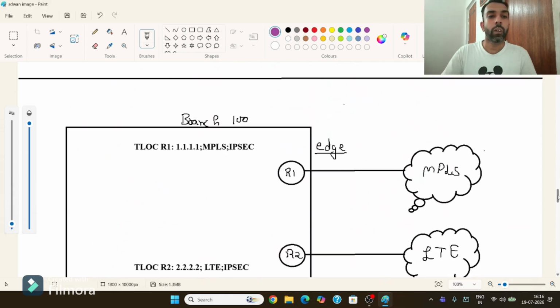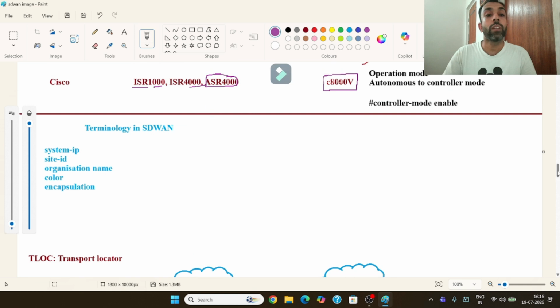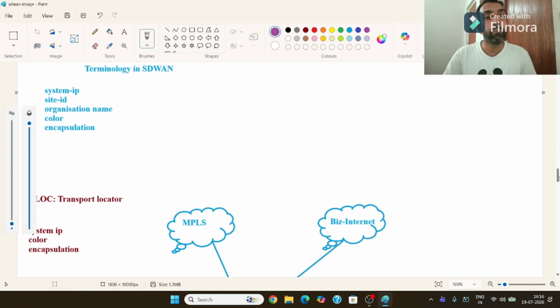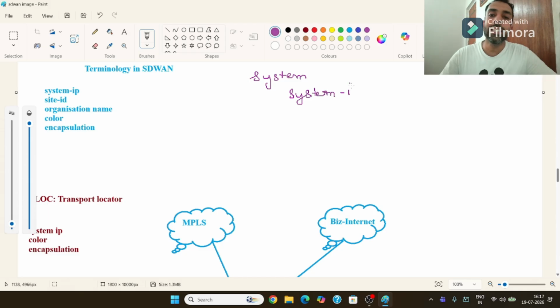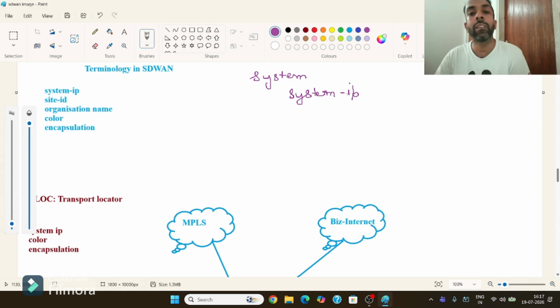After understanding this process, let's move to some of the terminologies which are very important and used in SD-WAN. The first terminology is system IP address. Whenever you are going to configure a router or a controller, under system settings, you are going to provide the system IP of that device. Okay, what is the system IP? The system IP is basically a unique IP address to identify a particular device.